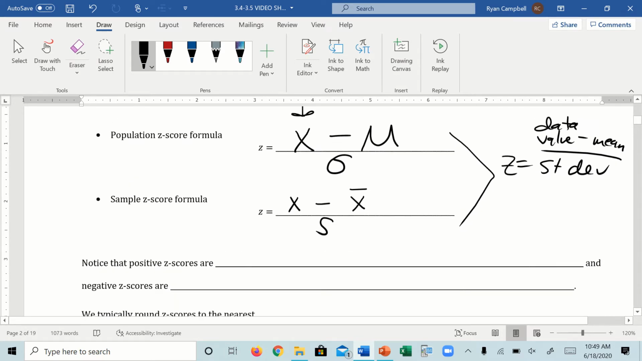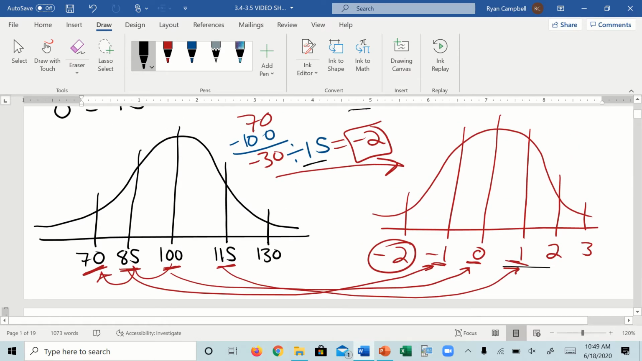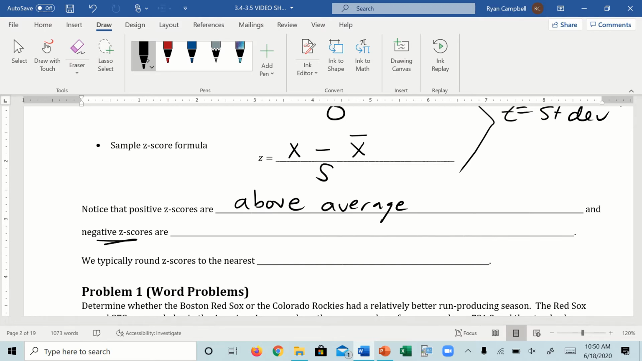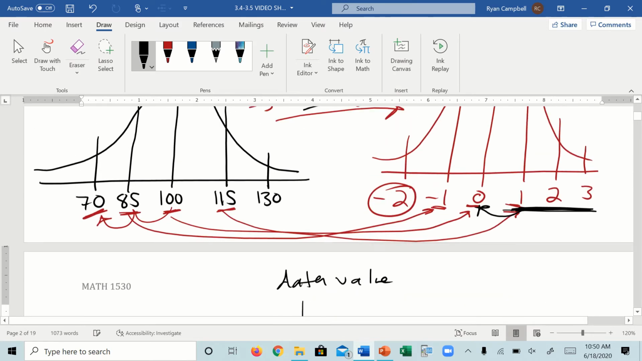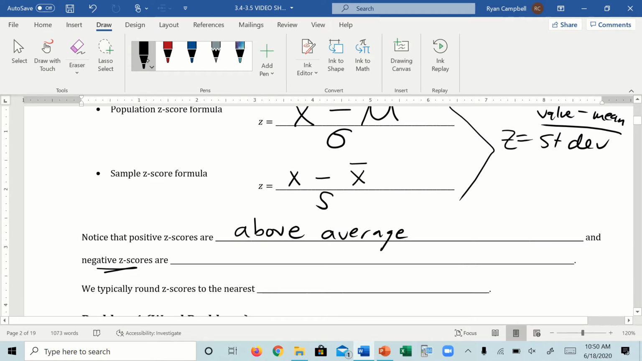So notice, what do we know about positive z-scores versus negative z-scores? So what do positive z-scores tell us? So all they tell you is that it's just above average, right? The mean is 0, so it's above the mean, or above average. So if you have a positive z-score, you would be above average. And likewise, what would a negative z-score tell you? It would just tell you that you're below average, right? So you actually can have negative z-scores. They are below average.